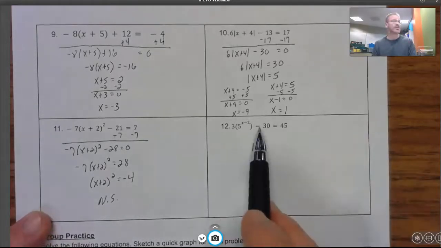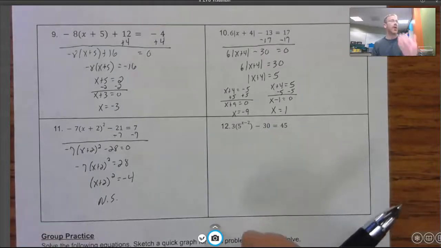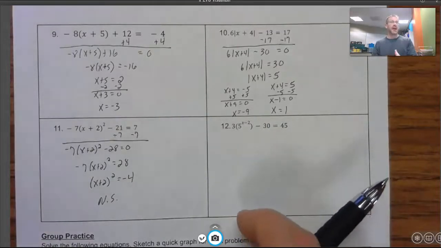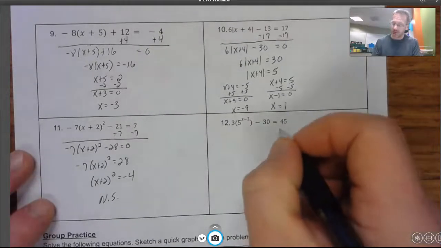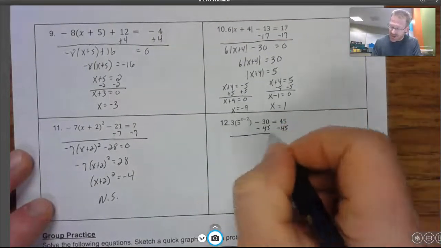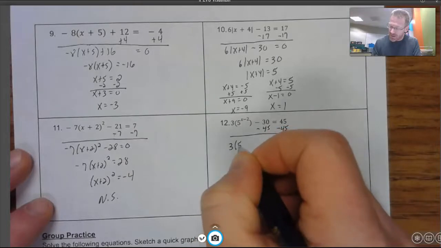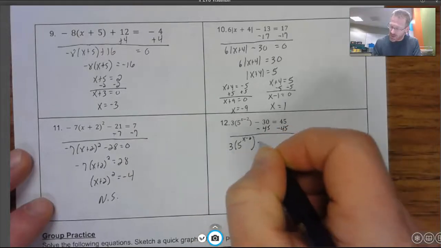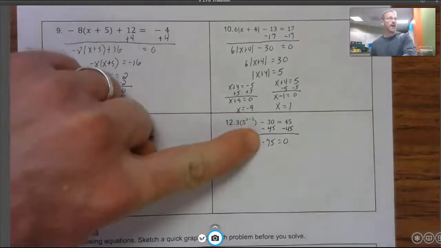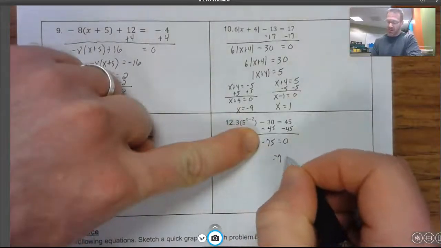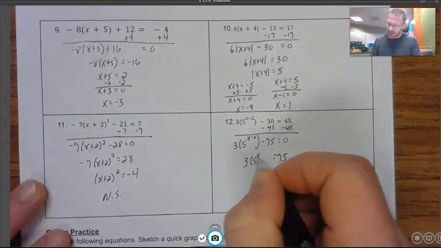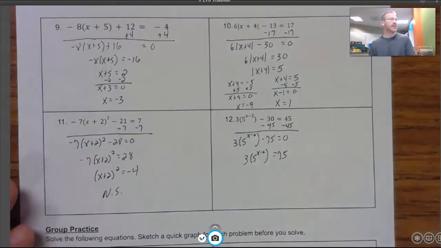All right, so type of function, exponential. How many solutions am I expecting? 1. Okay. Now, is it equal to 0? No, it's not. So let's make it so. I'm going to subtract 45 from each side to make it equal to 0. So 3 times 5 to the x minus 2 minus 75 is equal to 0. Now I use the 0 property. What minus 75 is 0? And that would be 75. All right, so 3 times 5 to the x minus 2 is equal to 75.